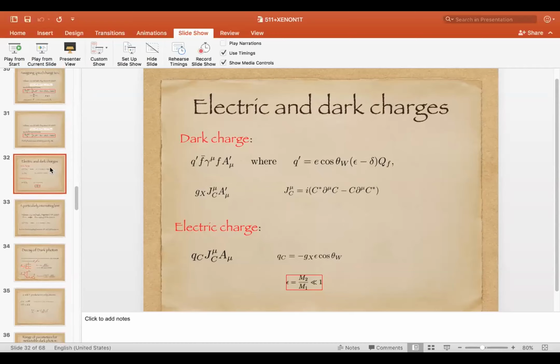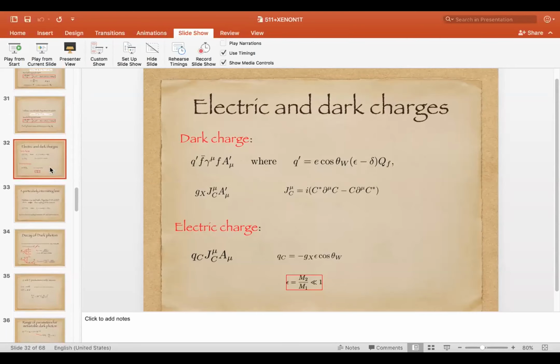Anyway, when we add this new U(1) gauge symmetry to the standard model gauge group, then C particles obtain a tiny electric charge, and in principle, ordinary charged fermions can also obtain a coupling to the dark photon.